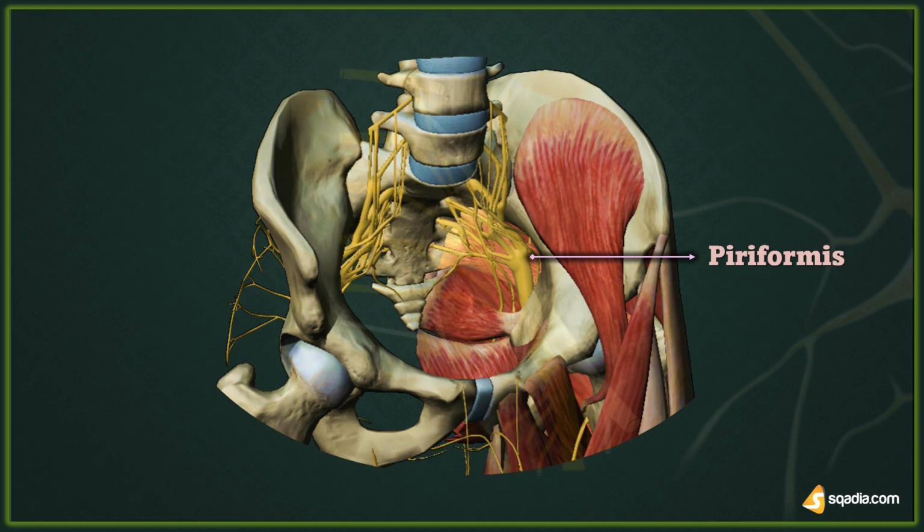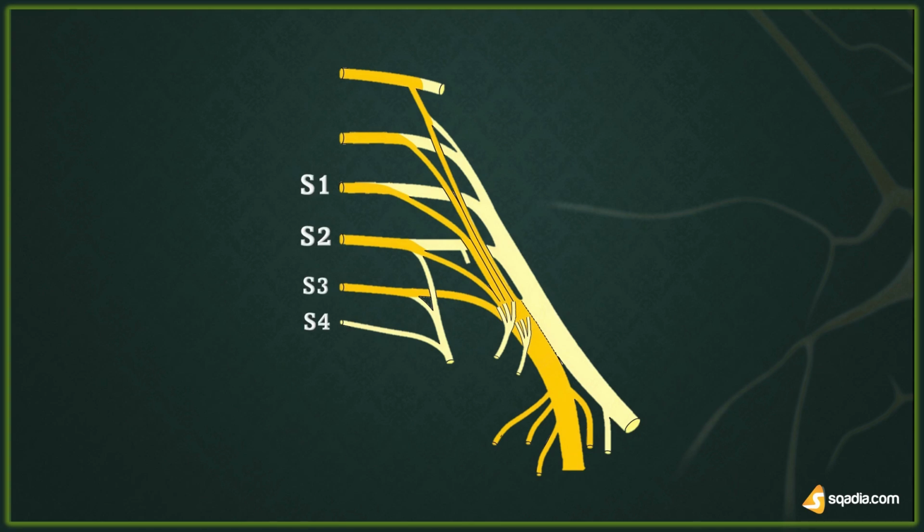It is formed by the convergence of the anterior rami of the spinal nerves S1, S2, S3, and S4, which originate from the sacral region of the spinal cord. It also receives contributions from the lumbar spinal nerves L4 and L5, commonly known as the lumbosacral trunk, as discussed before.